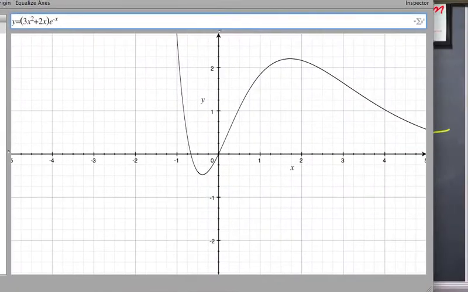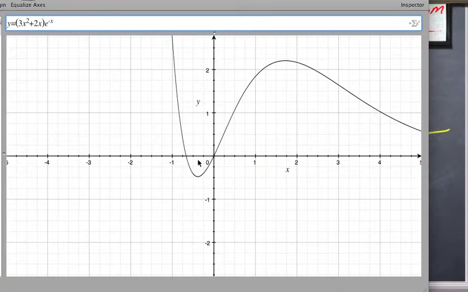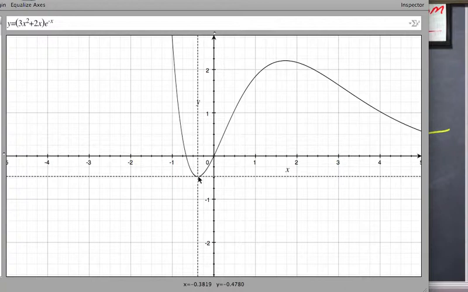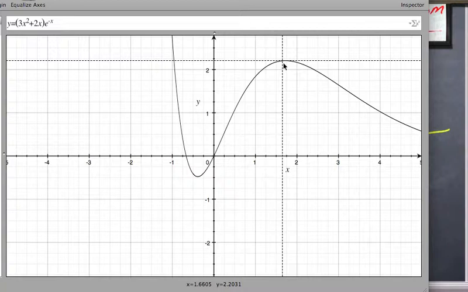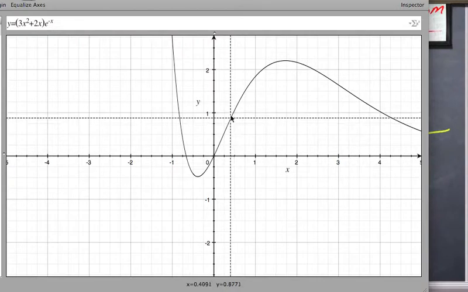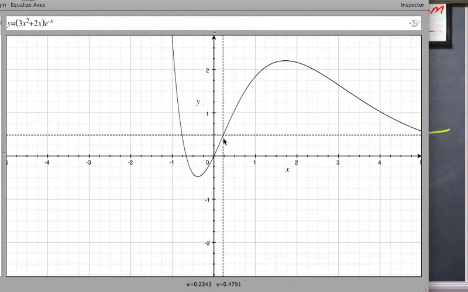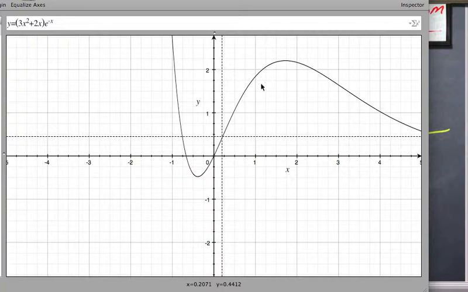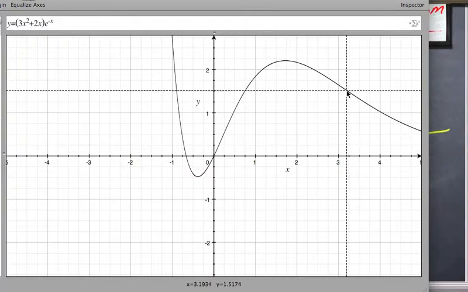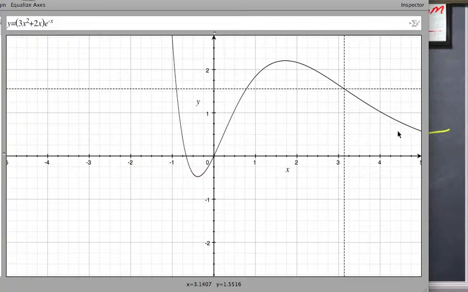And in fact, if we pull up our graph here, this is where our first minimum is, at about negative 0.38, just like I said. If we go up here, this is about our maximum, at about 1.72 again. So y is 2.2. Right here, at about 0.21, this is where we go from being concave up to concave down. And if we go over to 3.12, this is where we switch from being concave down to concave up again.